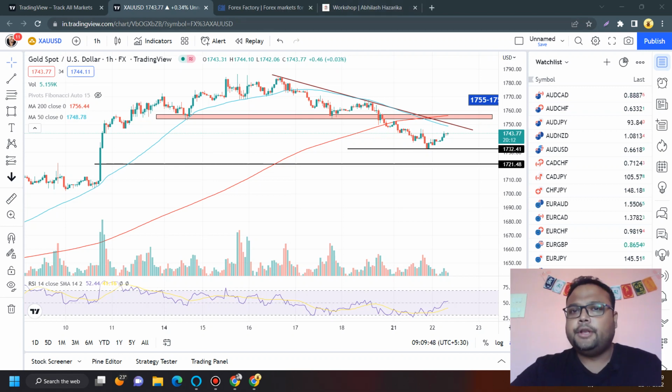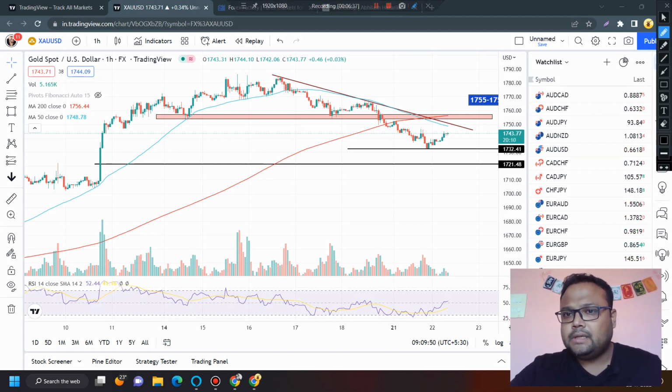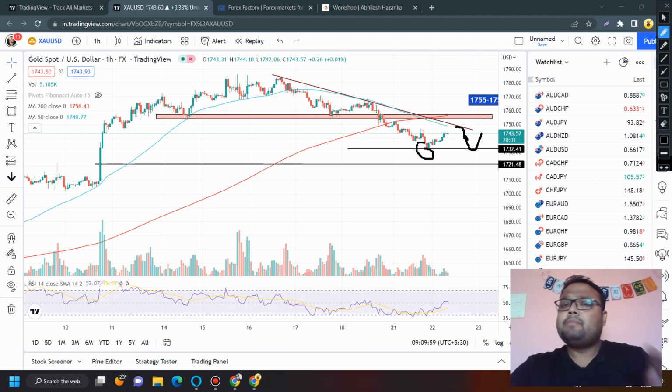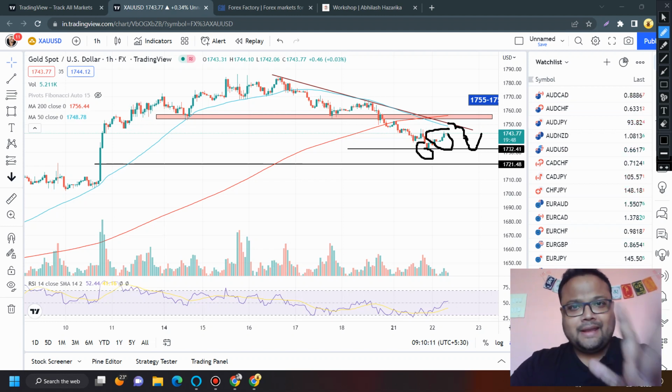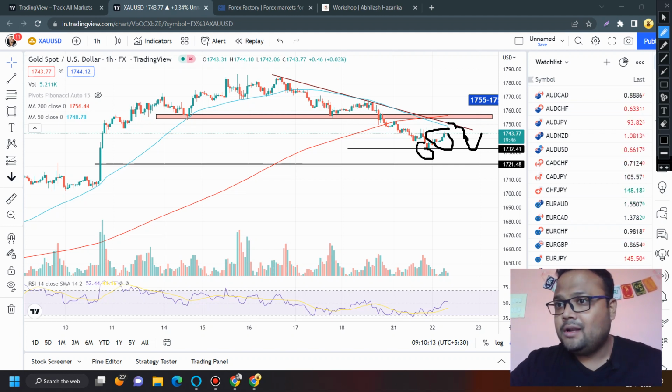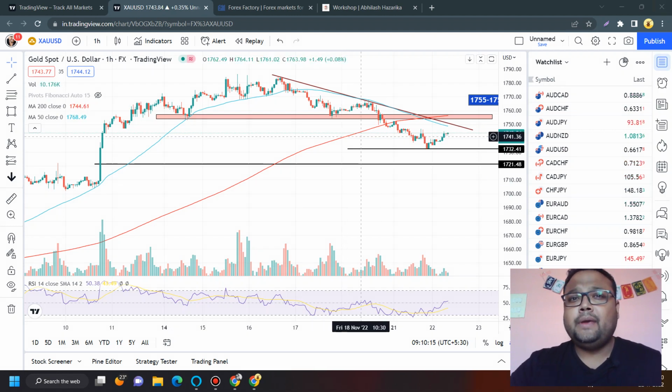During the day, if the market reverses from the trend line and takes support here at 1732 and goes up, then the market will break the trend line. But as of now, there is a high chance that the market will be reversing. Let's wait for the market to react once it reaches the trend line. If the size of the candles remains like this, then there is a high chance that the market will reverse. After all, volatility plays a big role in the market.